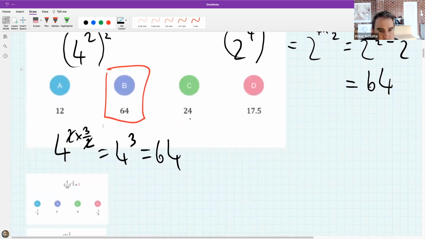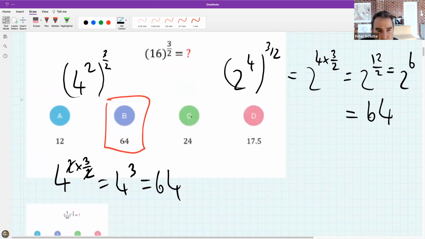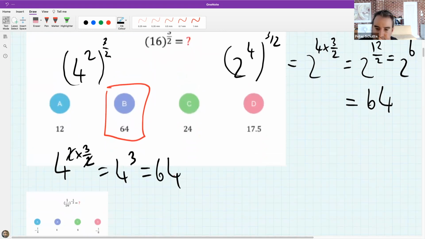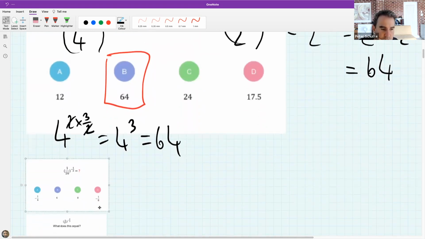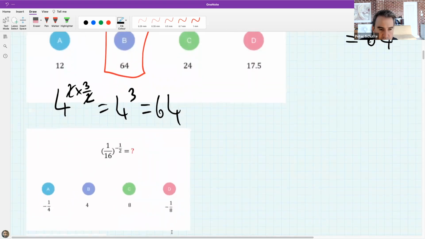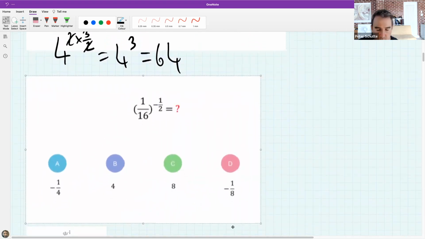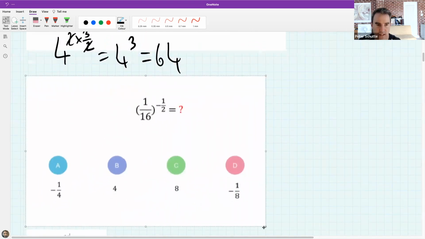Let's move on to another one. Take a screenshot quickly if you need to for this question, but I liked what I saw in the chat. Everyone, it looked pretty good to me. Just raise a question if you think I'm going too fast, but let's try this next one. What is 1 over 16 to the power of minus a half? And you may only use your brain and a piece of paper, no calculator here.